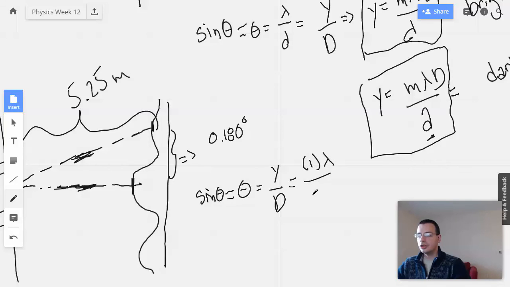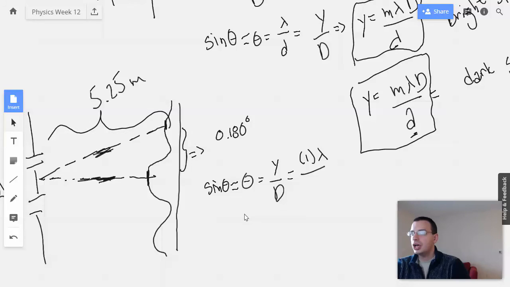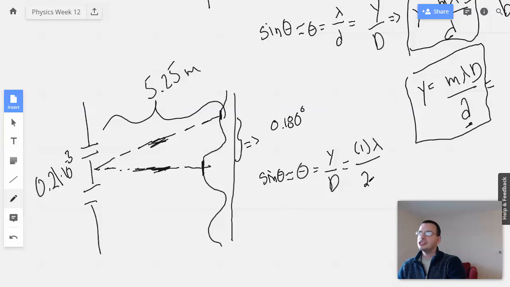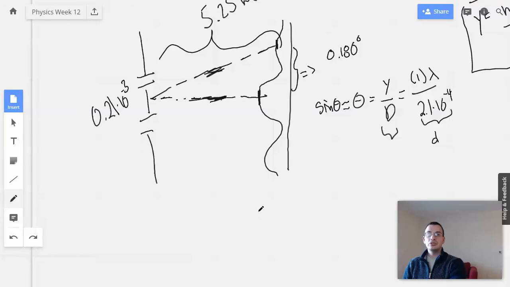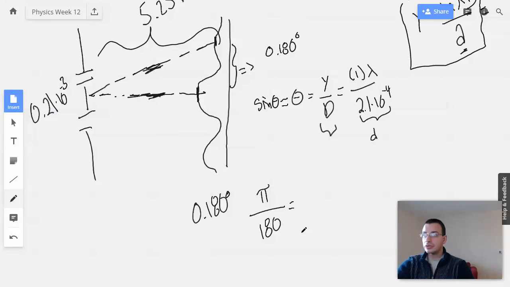Times lambda over, and then we're not going to use A for aperture, we're going to use the D for distance between the two. So I'm going to rewrite that as 2.1 times 10 to the negative fourth, because that's this guy's D. And then this guy is theta, which is going to be 0.180 degrees. Now the problem is we need to be using radians, so we need to convert the degrees into radians.